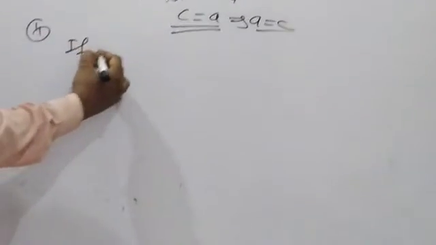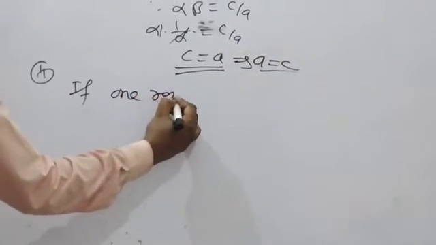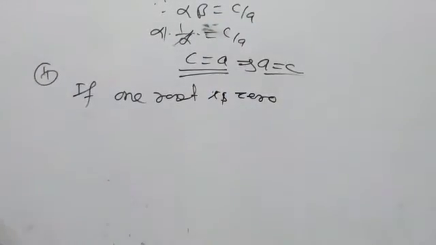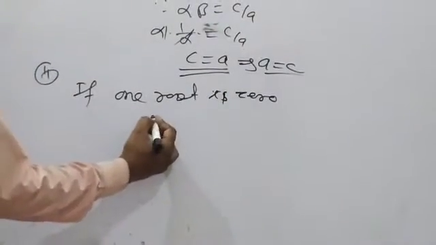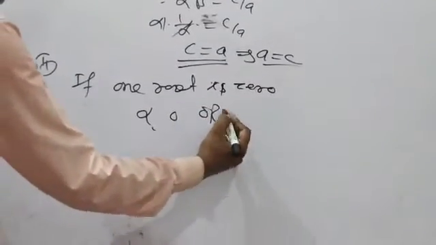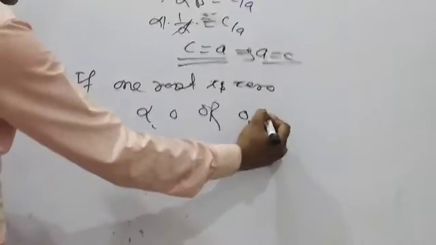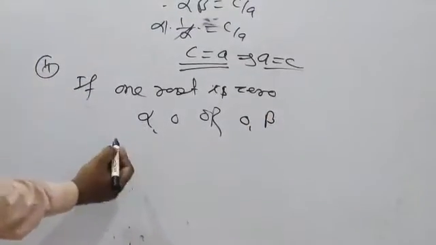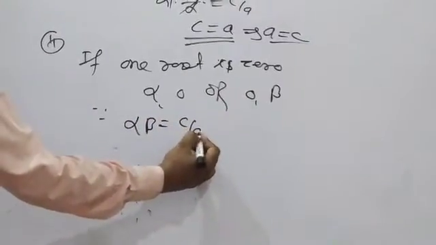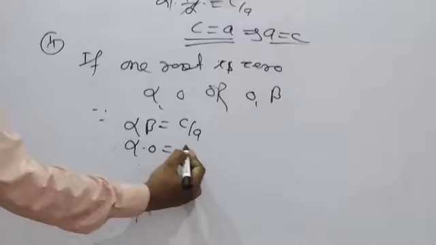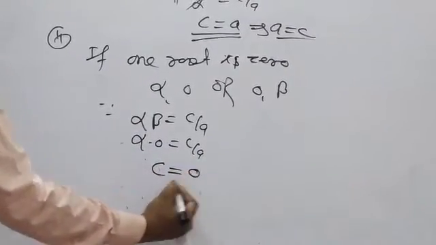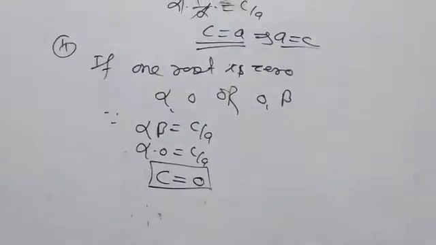Second, if one root is 0, suppose one is alpha and the second is 0, or suppose one is 0 and the second is beta, depending on you. Then since alpha into beta is equal to c by a, alpha into 0 is equal to c by a. Then c is equal to 0 into a, which is 0. Now this is a condition.